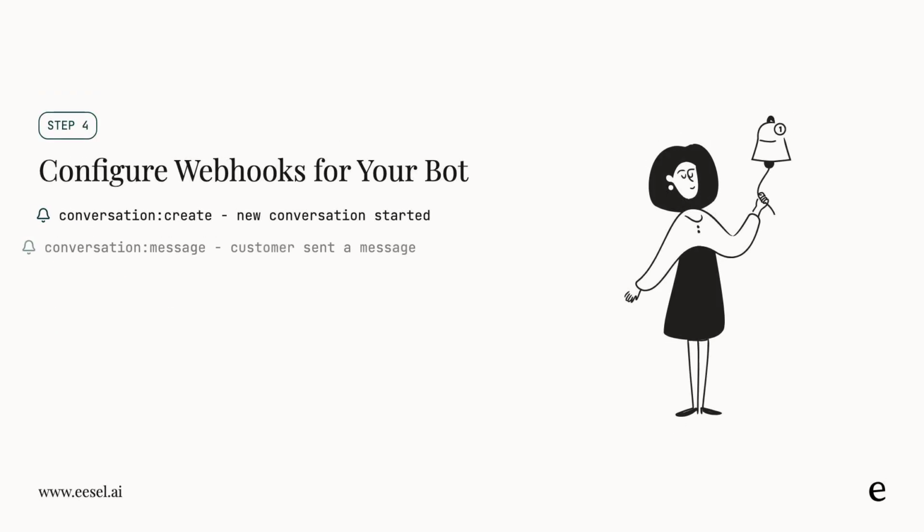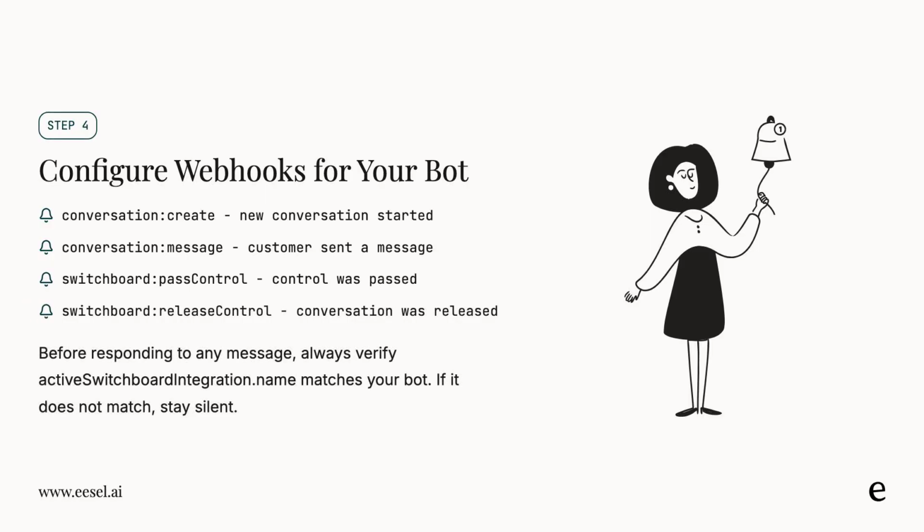Subscribe to at least 4 webhook events: Conversation Create, Conversation Message, and the 2 Switchboard Control events. Most importantly, always check the active switchboard integration name before sending any response. If it doesn't match your bot, stay completely silent.